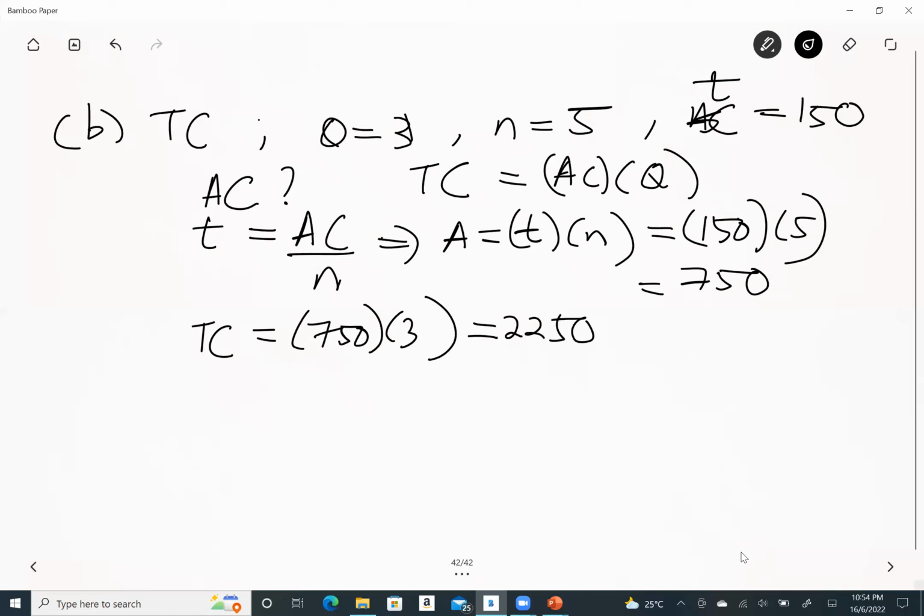You may not necessarily use the method that I use now. You can right away do it: if you have tax is 150, and then you have 5 people, Q equal to 3, you can multiply 150 times 5 times 3. You also get the total cost. Okay, so you can do it that way too. And then how do we get the revenue?